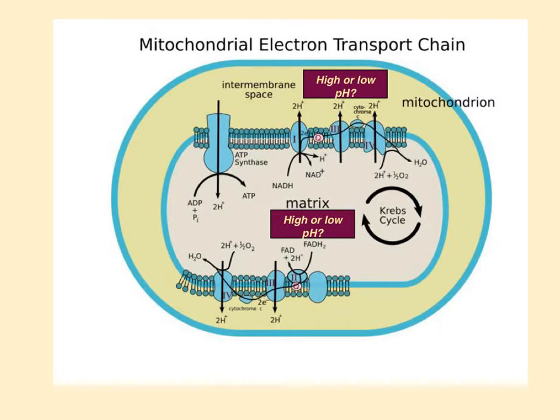Knowing what's happening here, it doesn't matter where we start. I'm going to start with the intermembrane space. If protons keep getting pumped out to here, is the concentration of hydrogens out there going to be high or low? It's high, so is the pH going to be high or low? Low. You have a low pH here, high concentration of protons. So what's the concentration of protons here in the matrix? Is it high or low? Low, and so the pH would be high.